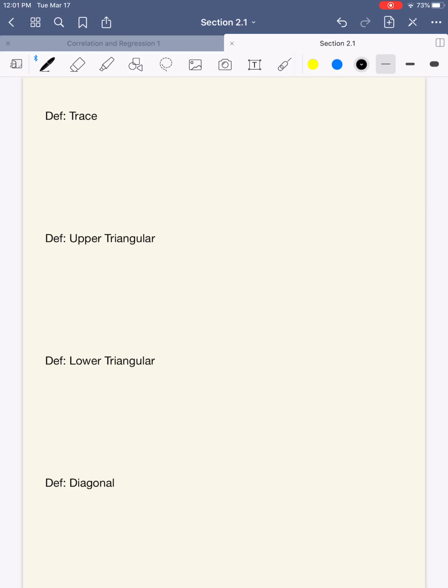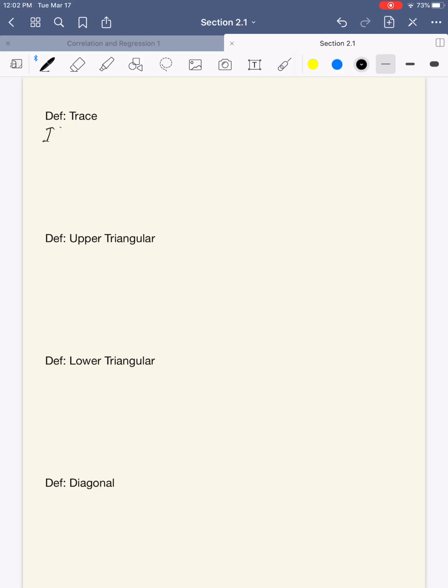In this video, we're going to be continuing on with section 2.1 and talking about some definitions that apply to square matrices. So we'll go through, discuss these definitions, and also see some examples of them. The first definition is a property of a square matrix, which is called the trace.